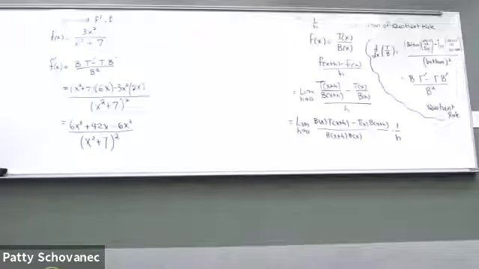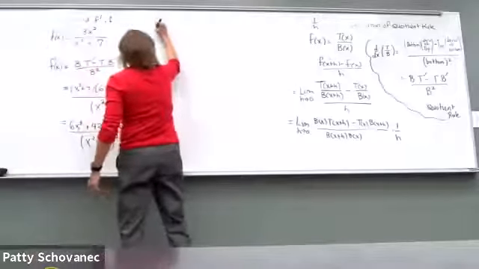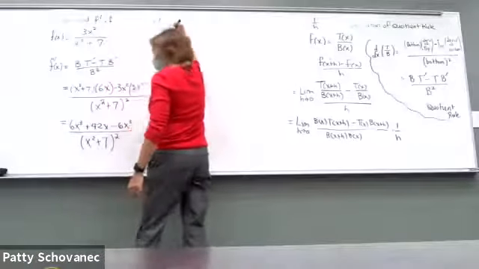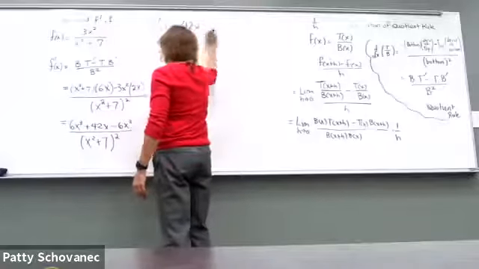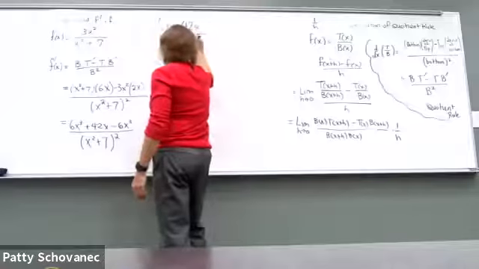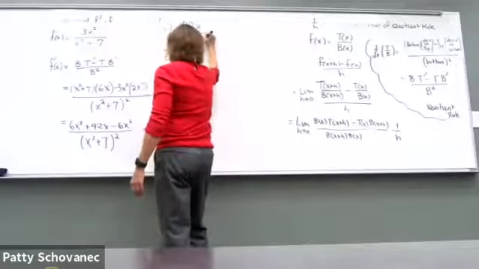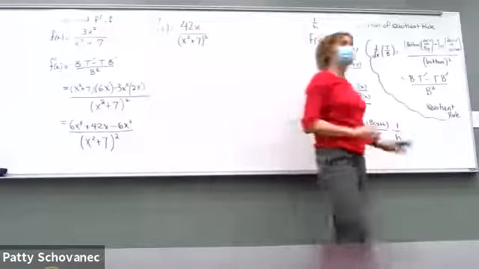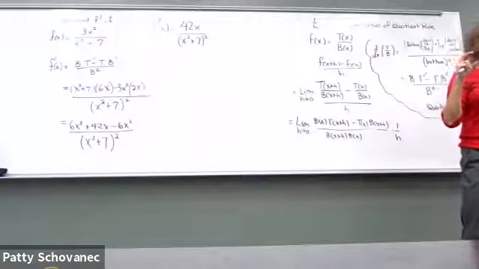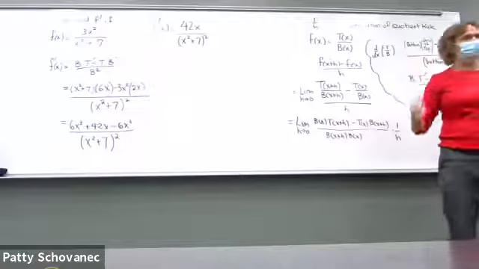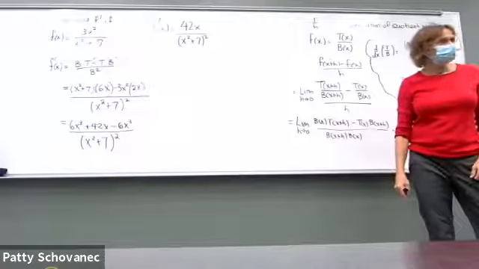And then you see the 6x cubes cancel each other out. And I have my derivative simplified all the way down to 42x over (x squared plus 7) squared. Now, if somebody did say, hey, take a derivative of your derivative, then I'd have to multiply the bottom out so that I have individual terms. Okay.